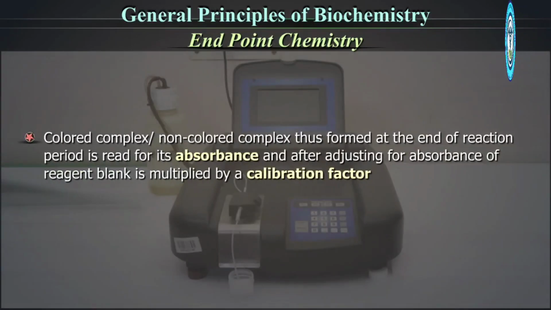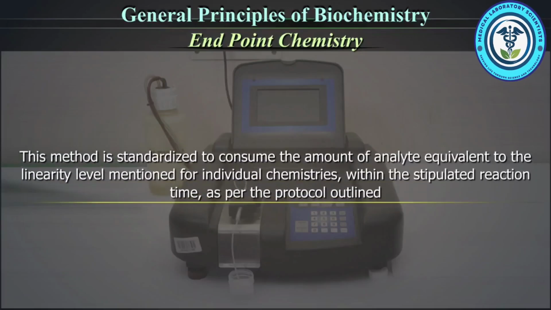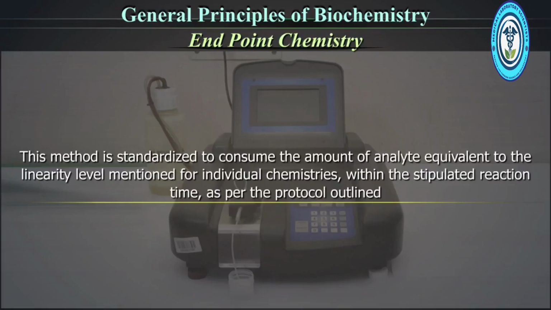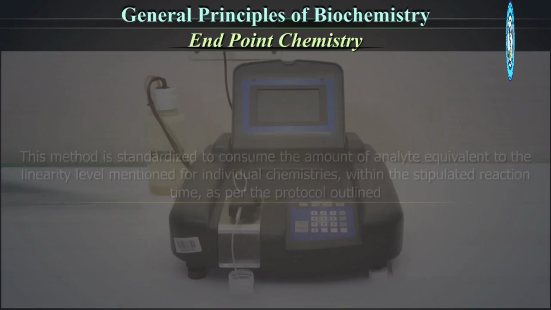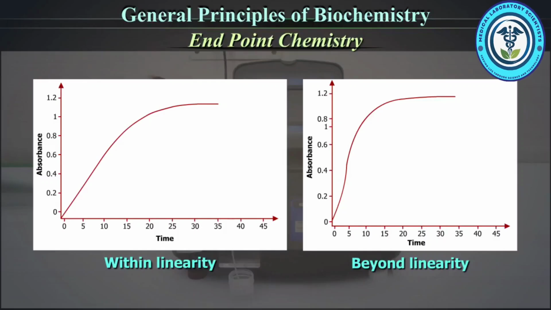The colored complex or non-colored complex thus formed at the end of the reaction period is read for its absorbance and multiplied by a calibration factor to get the value of the analyte in that sample. This method is standardized to consume the amount of analyte equivalent to the linearity level mentioned for individual chemistries within the stipulated reaction time. If the analyte value is beyond the linearity, then the graph will not be linear and the test is repeated with dilution as per the protocol outlined. We will discuss this again later.